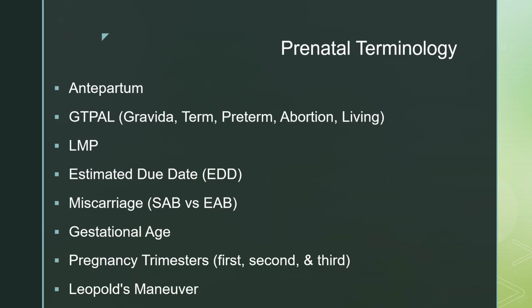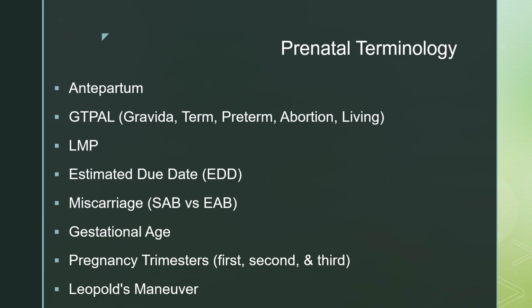So prenatal terminology, so antepartum is just defined as soon as she gets pregnant before labor, that prenatal care. So from 5 weeks gestation to 40 weeks gestation is the antepartum period. GTPAL is very commonly seen on prenatal records. It's used as a medical communication tool.